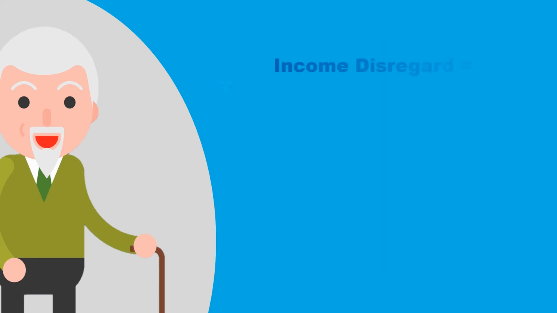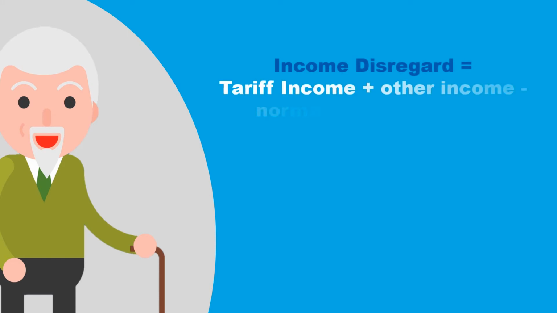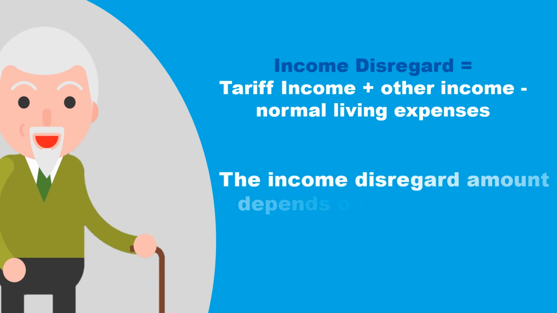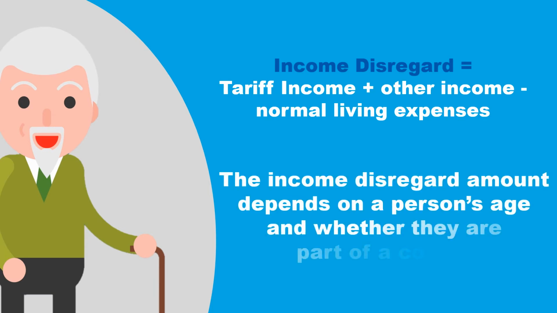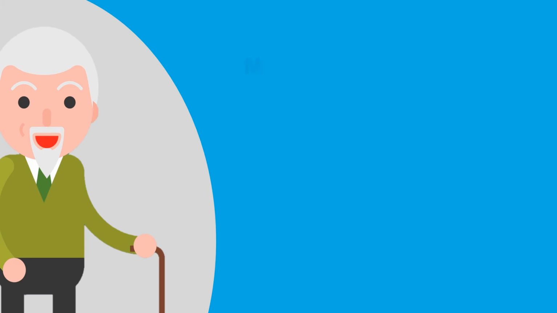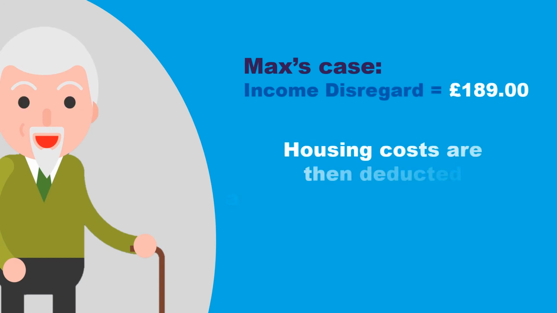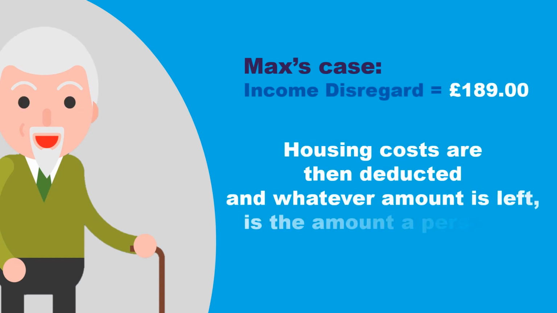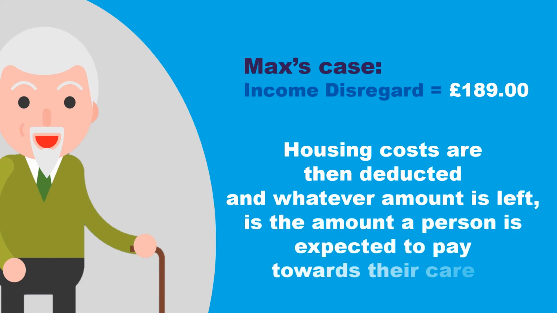This amount is then added to any other income Max earns, after which an amount for normal living expenses is deducted. This is known as an income disregard and is the amount the government says a person must be left with to live on. In other words, the council must ignore or disregard this amount when assessing what someone can afford to pay for their care. The income disregard amount depends on a person's age and whether they are part of a couple. In Max's case, the income disregard is £189. Housing costs such as rent are then deducted, and whatever amount is left is the amount a person is expected to pay towards their care.